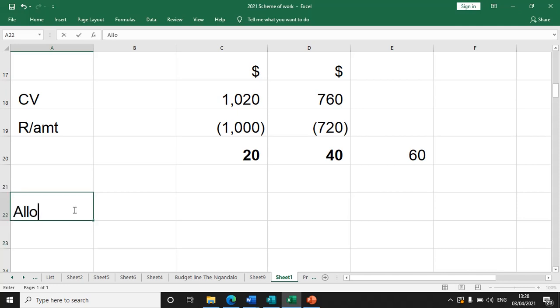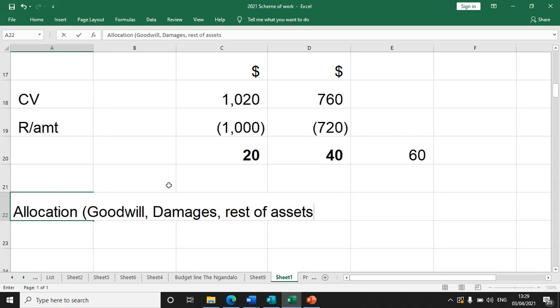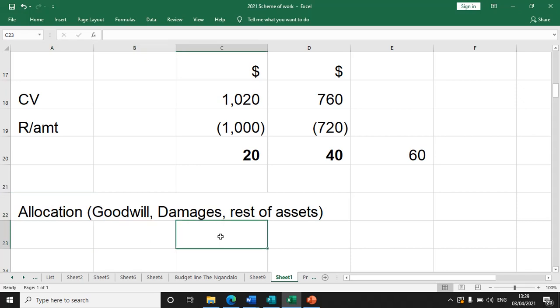Remember, in your basic studies you have got the rule: impairment must be allocated in the following manner. You first of all allocate the impairment loss to goodwill, that is goodwill in this case for the divisions, and then you allocate impairment loss to any damaged assets, and then the rest of the assets in the CGU. So we're going to begin from Division A, of course.